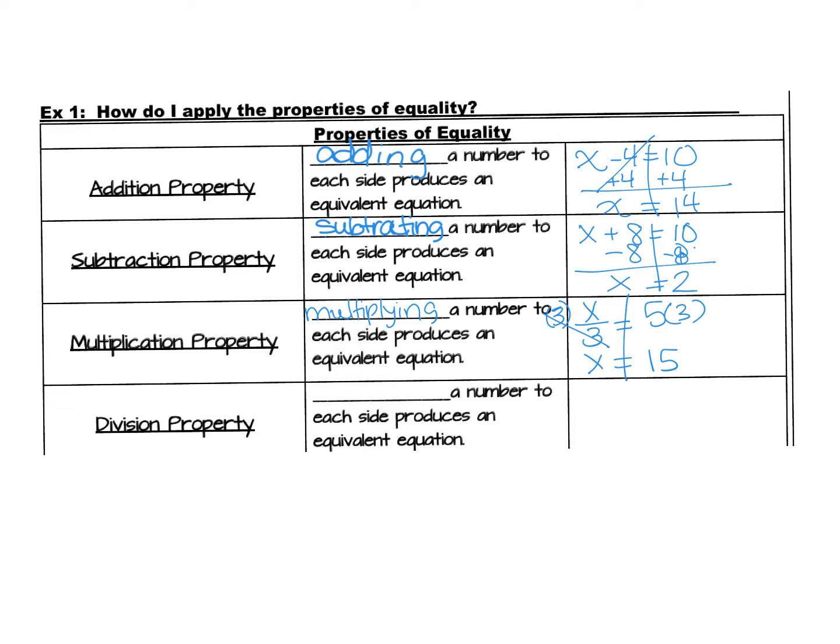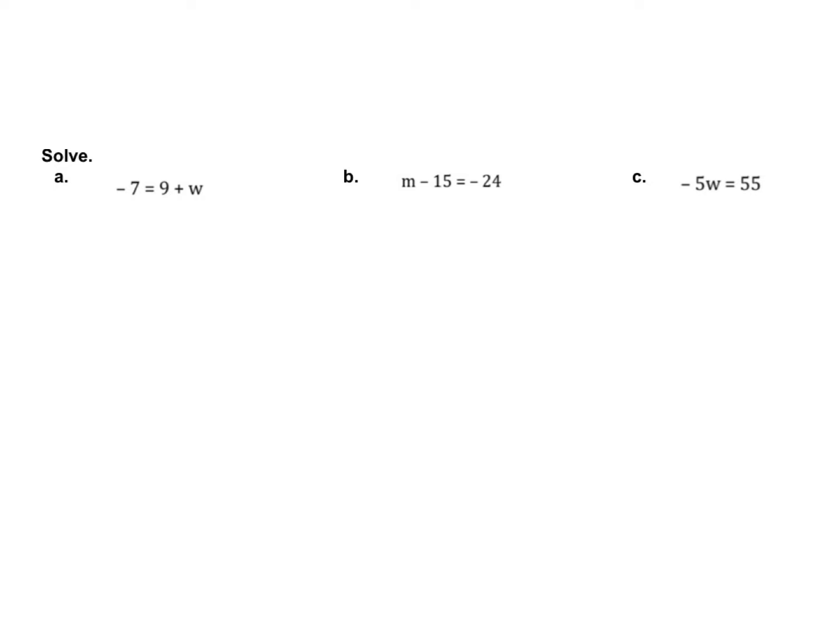And then the last property that we'll talk about here is the division property, which means that dividing each side by a number is going to produce an equivalent equation. So for example, I could have 4x is equal to 12. Well, to isolate that variable, again, I'm going to divide, and I have to do that on both sides. All right, so now let's apply those properties by solving these equations.